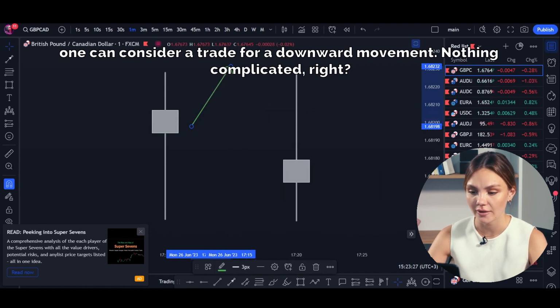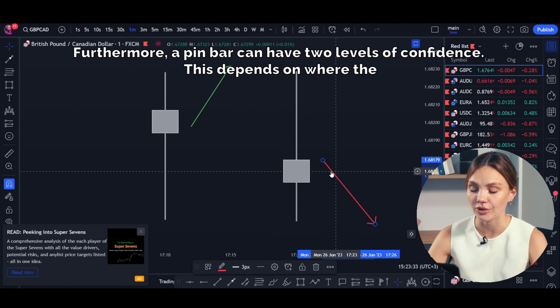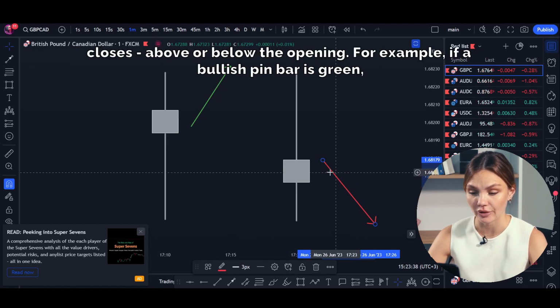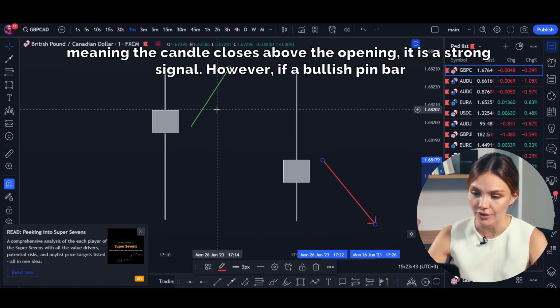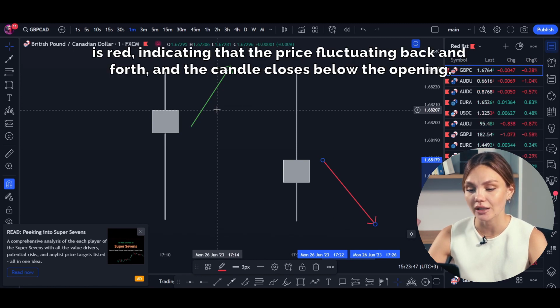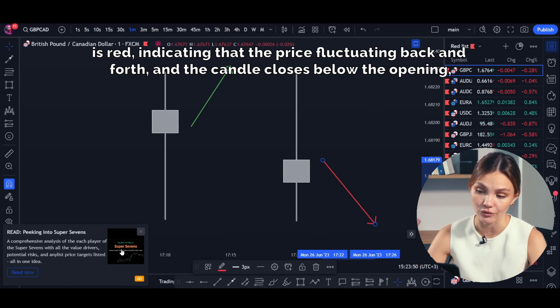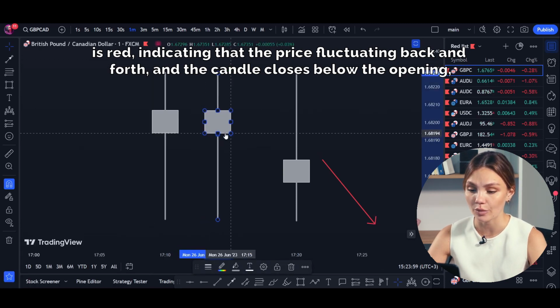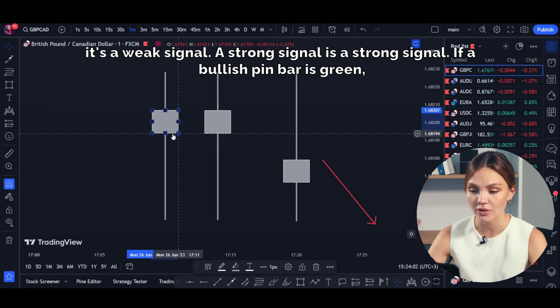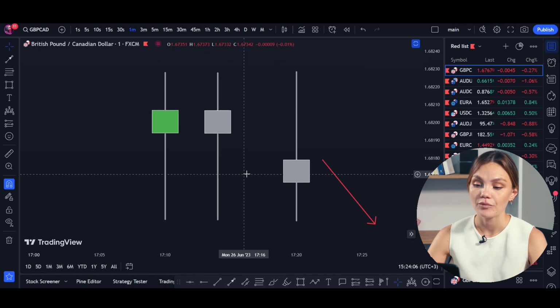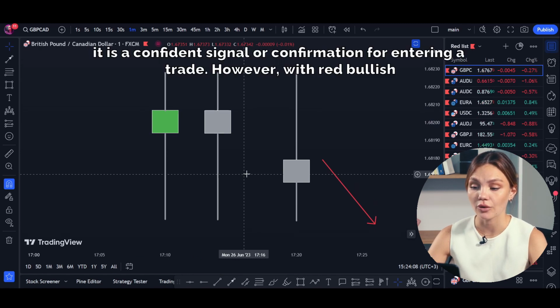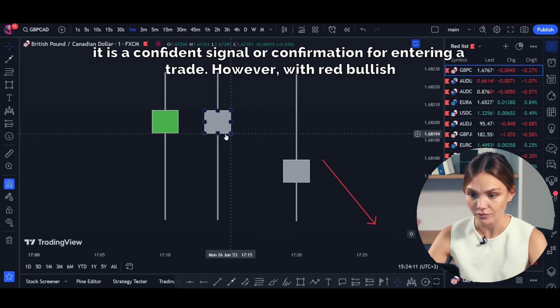Nothing complicated, right? Furthermore, a pin bar can have 2 levels of confidence. This depends on where the candle closes, above or below the opening. For example, if a bullish pin bar is green, meaning the candle closes above the opening, it is a strong signal. However, if a bullish pin bar is red, indicating that the price fluctuated back and forth and the candle closes below the opening, it's a weak signal. If a bullish pin bar is green, it is a confident signal or confirmation for entering a trade.